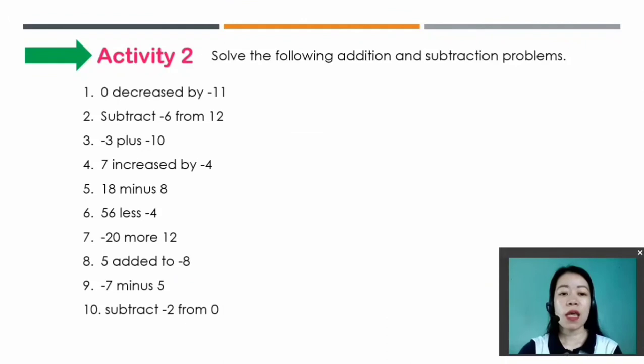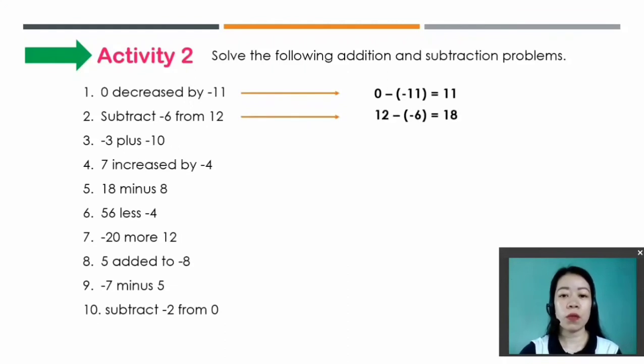For number 1, 0 decreased by negative 11 means 0 minus negative 11. And the answer is 11. Next, number 2, subtract negative 6 from 12. So 12 minus negative 6 equals 18. Number 3, negative 3 plus negative 10 equals negative 13. Number 4, 7 increased by negative 4 means 7 plus negative 4. And the answer is 3.